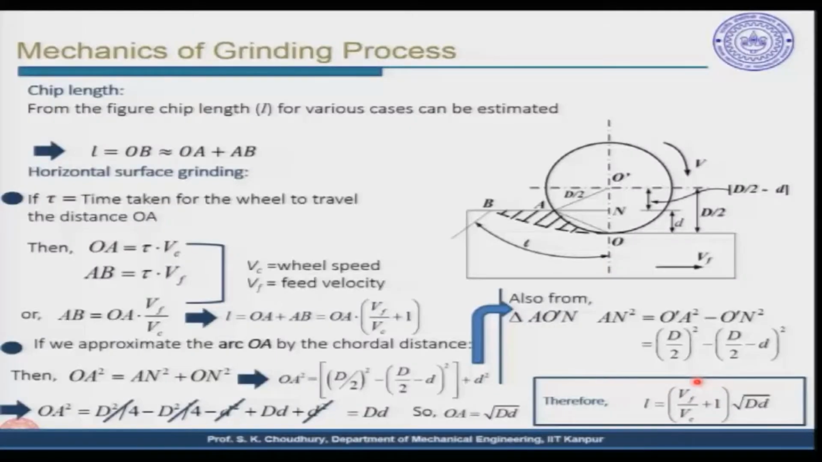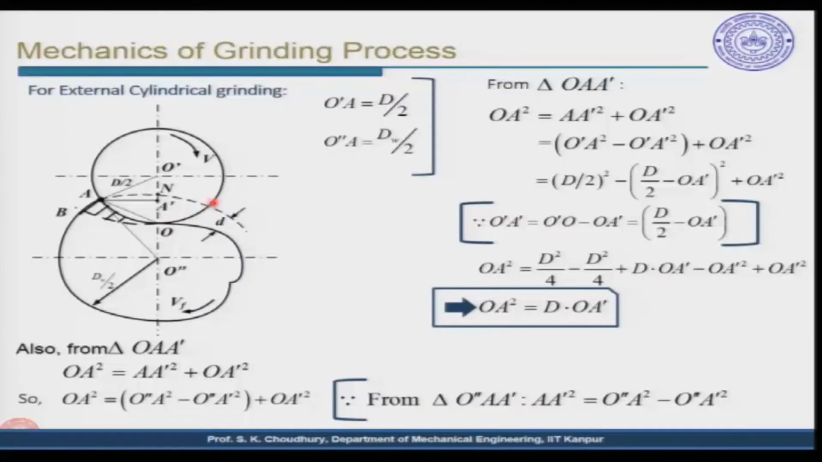And as I said earlier, the chip length in surface grinding will differ from the chip length in external cylindrical grinding or internal cylindrical grinding. So, let us see, in case of external cylindrical grinding, what happens. Let us take an example of the grinding wheel in this way. This is the grinding wheel rotating again at a speed of V or Vc, and this is the workpiece, and this is the external surface which is being ground.